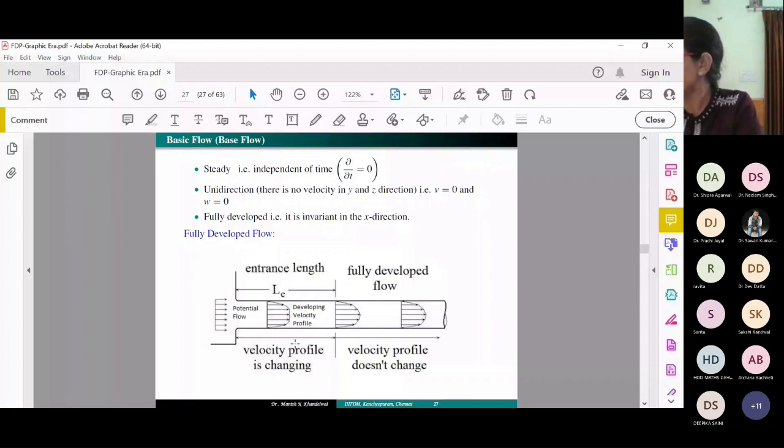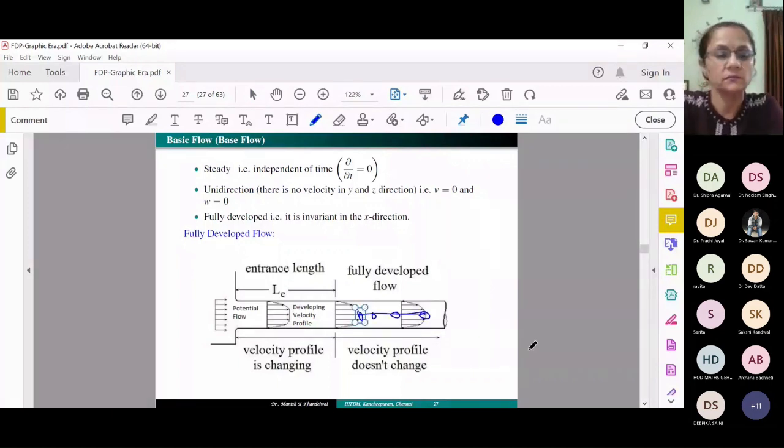Initially there is no flow, then it becomes fully developed. After some time, we see the velocity at this point and this point is always the same. That situation is known as fully developed. A flow that is invariant in the flow direction with respect to the velocity is called fully developed. So after these assumptions, we use these assumptions here.